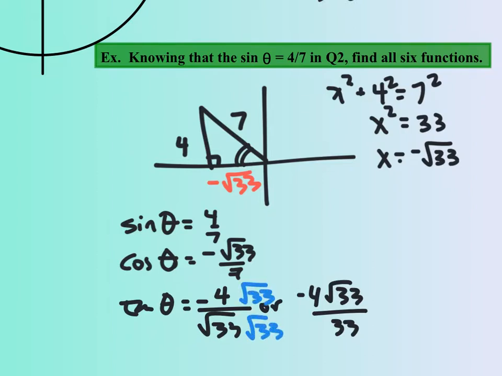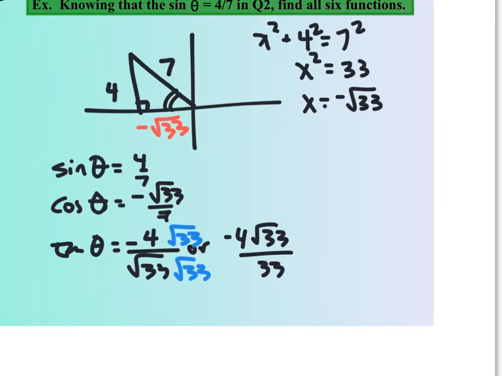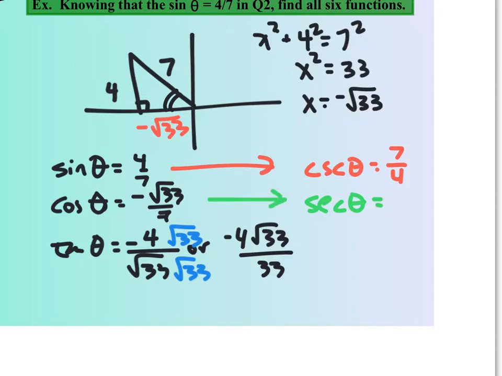All I did was multiply by root 33 on top and bottom. So now if I want cosecant, I just take this and I flip it, 7/4. It's that easy, you guys. Don't make it difficult. Secant, the reciprocal of that. So I'd say negative 7 over root 33. I'm going to go varsity answer.